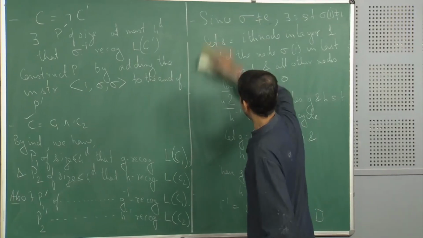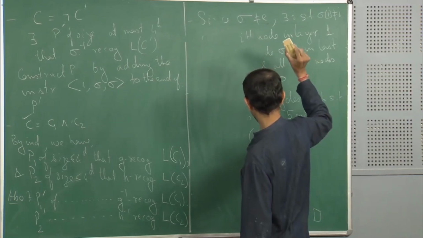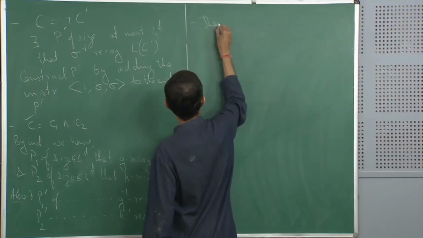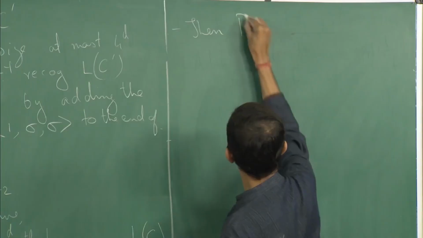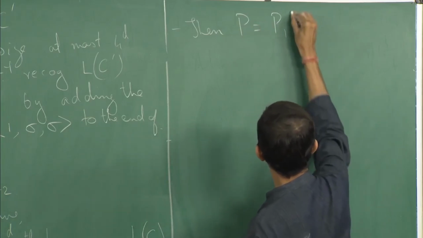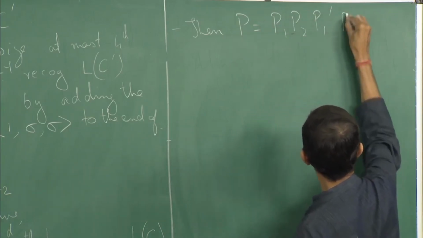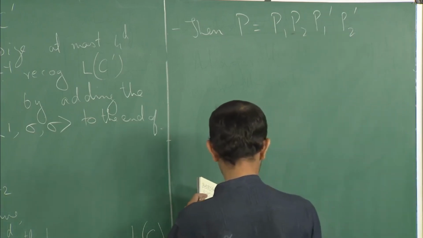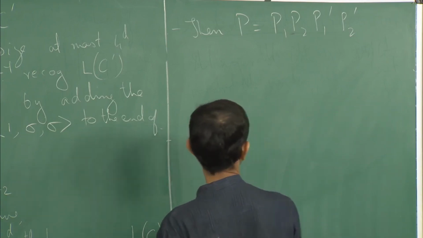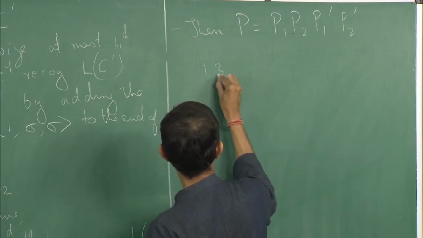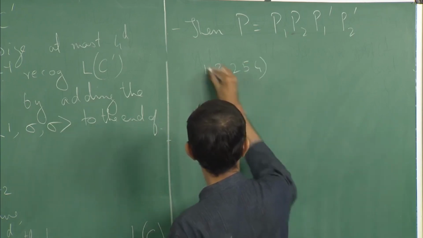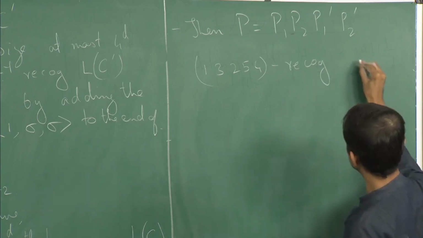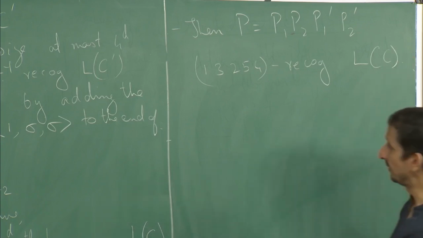Now, what we claim is the following. Then P, which is equal to P1, P2, P1 prime, P2 prime, with the permutation called 1, 3, 2, 5, 4, recognizes L of C.